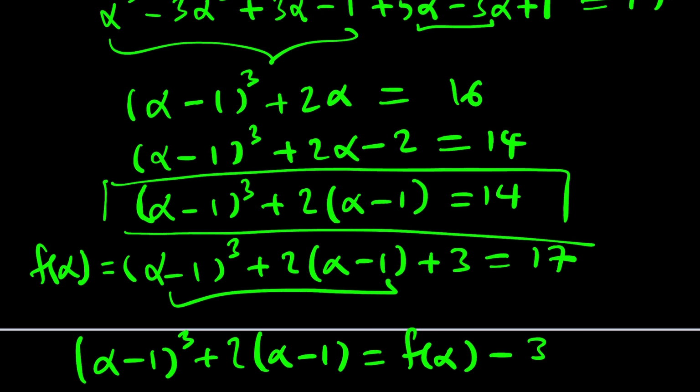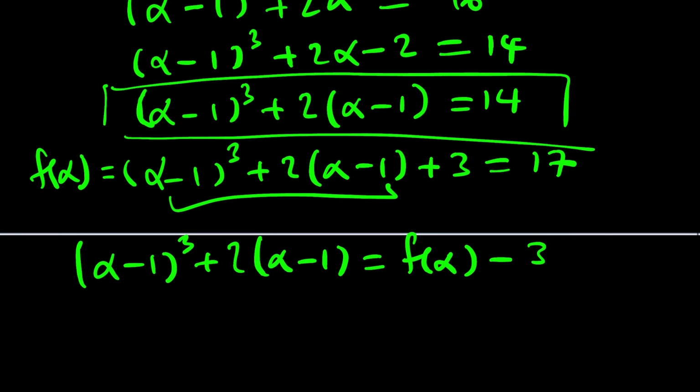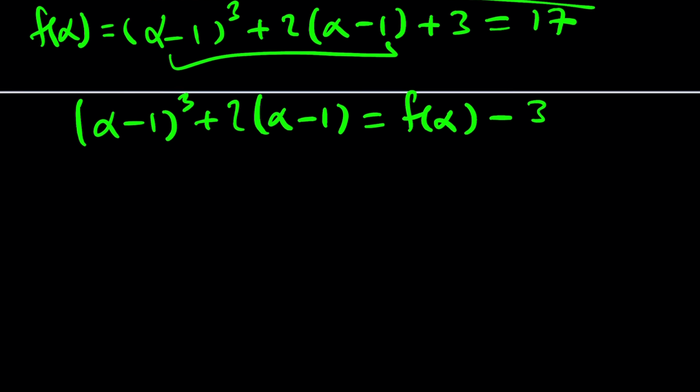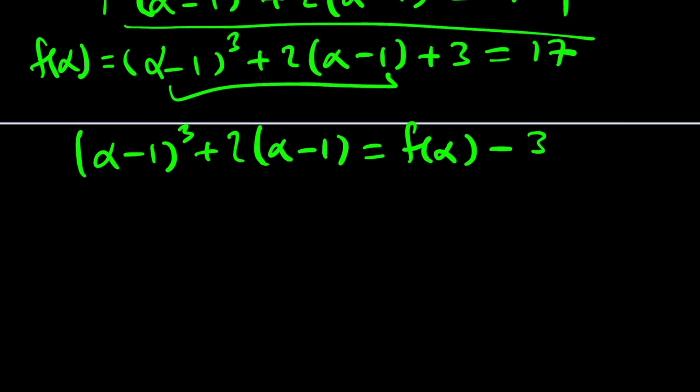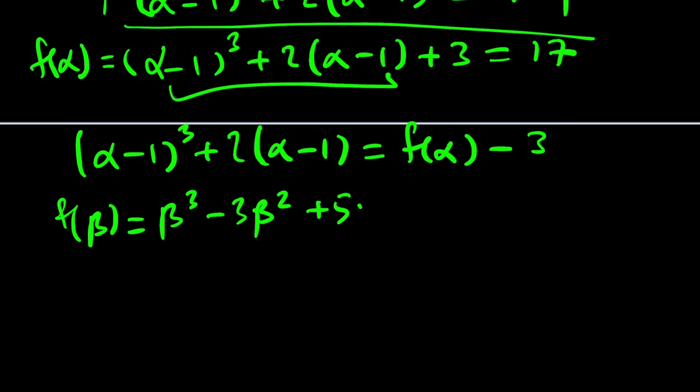I don't want any constants here, by the way. I'll show you why in a little bit. This is 3 less than f of alpha. Makes sense? Because f of alpha is 17. Great. Now, similarly, you can do the same thing for f of beta. And let me tell you, f of beta is equal to beta cubed minus 3 beta squared plus 5 beta.